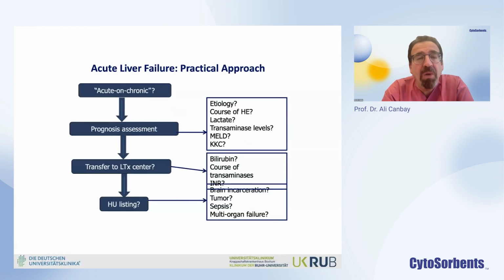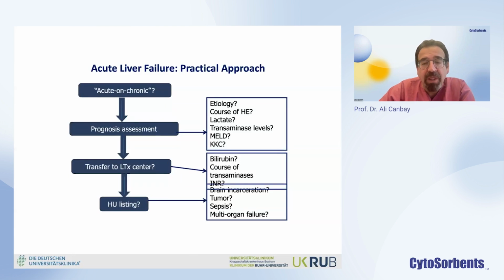So let's talk about how we are going to approach this. If we get a patient, we check: do we have an acute on chronic condition? Do we already have cirrhosis, or is it based only on a fatty liver without any signs of liver cirrhosis, or is this a real acute liver failure without any signs of cirrhosis and fibrosis? Then check the prognosis, look for etiology, the course of hepatic encephalopathy, what about lactate, and what about transaminase levels and MELD, King's College Criteria, and look, should we transfer the patient to the liver transplant center, and then maybe high urgency listing.